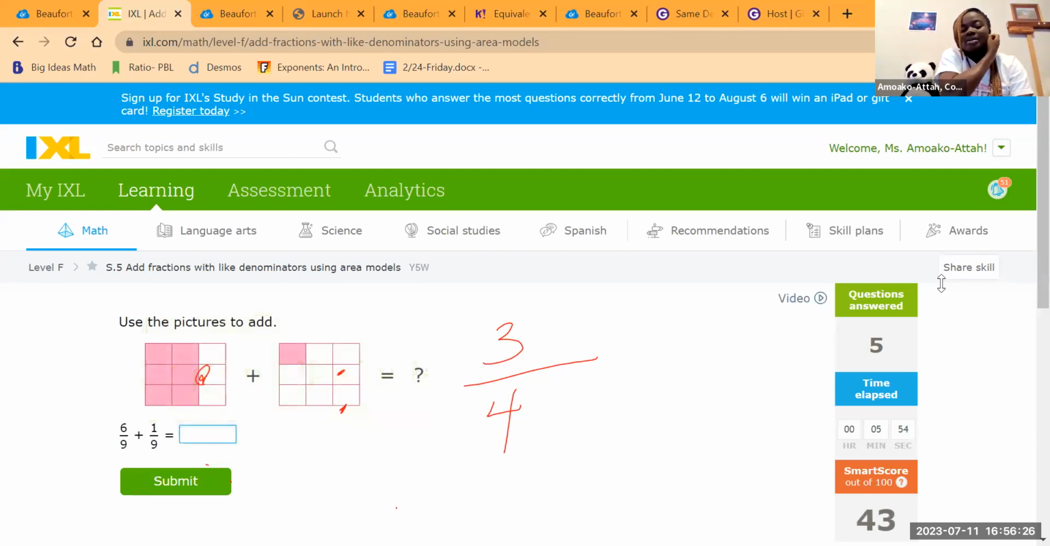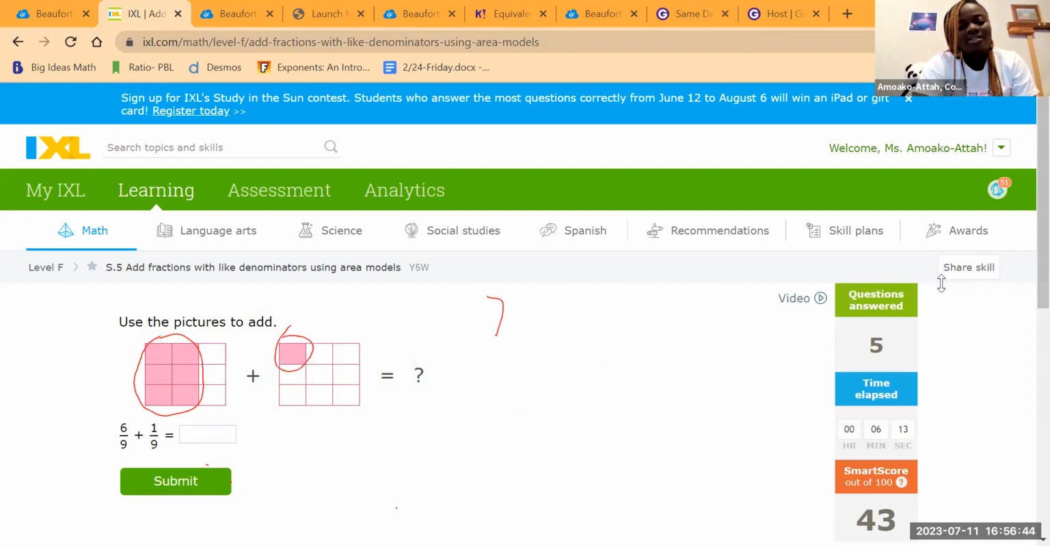Perfect, keep it up. All right, so we have another 2 models. How do we add these models together? We need to count the shaded portions as we did. So we are getting 4. So, 6 over here. 6 plus 1, which is giving us 7 out of the common denominator.